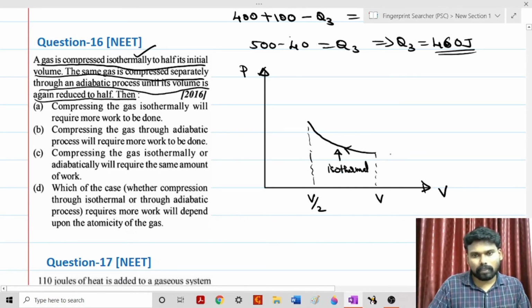Do you know what the slope of this graph is? What is the slope of this isothermal curve? Slope is equal to minus P by V. Minus P by V is the slope. And what about the adiabatic process?